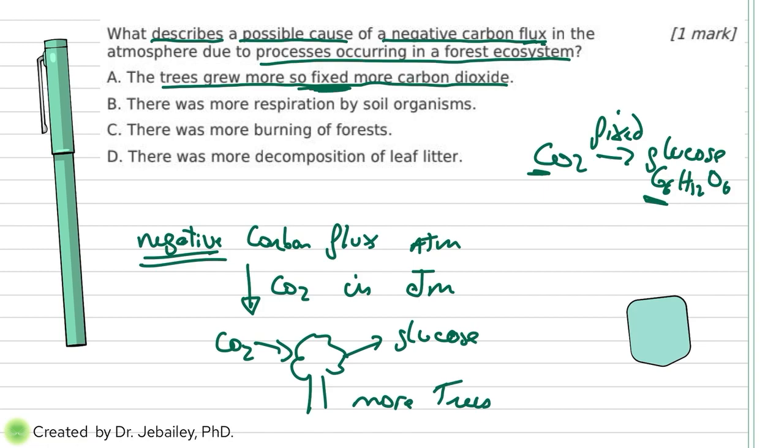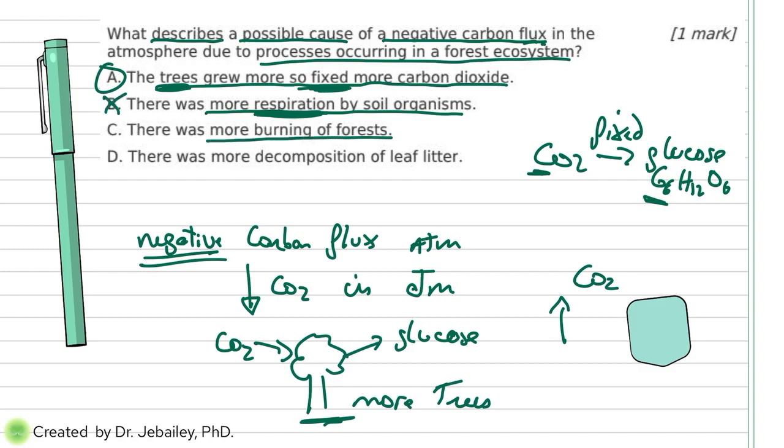So that wouldn't make sense because I'm putting more trees. So A would have been the answer, but I still have to look at B, C, and D and make sure that these ones are for sure not. There was more respiration by soil organisms. No, because if you do more cell respiration, that means you release more CO2 to the air. So it can't be that.